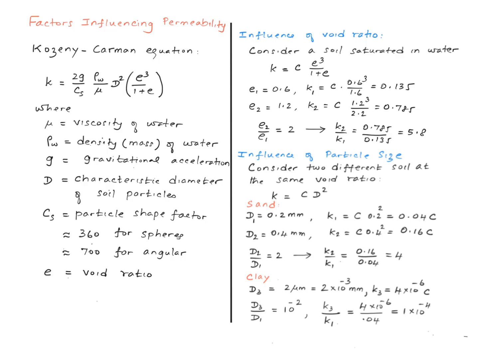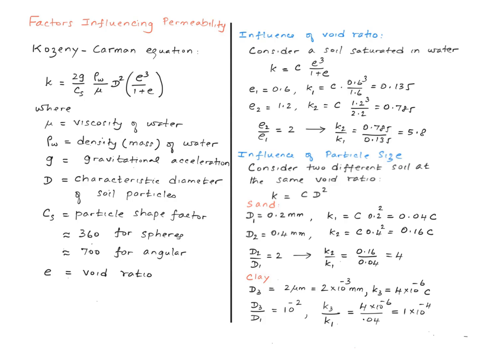Similarly, to look at the influence of the particle size, let's say we have two different soils at the same void ratio and at the same values for all of the other parameters. Then we can write the Kozeny-Kármán equation in this form, k equals C times D squared. Let's say we have two different sands. One has a particle size of 0.2 millimeter, the other one has a particle size of 0.4 millimeter. Then the ratio between the two permeabilities works out to be 4. In other words, you double the particle size, the permeability increases by a factor of 4.